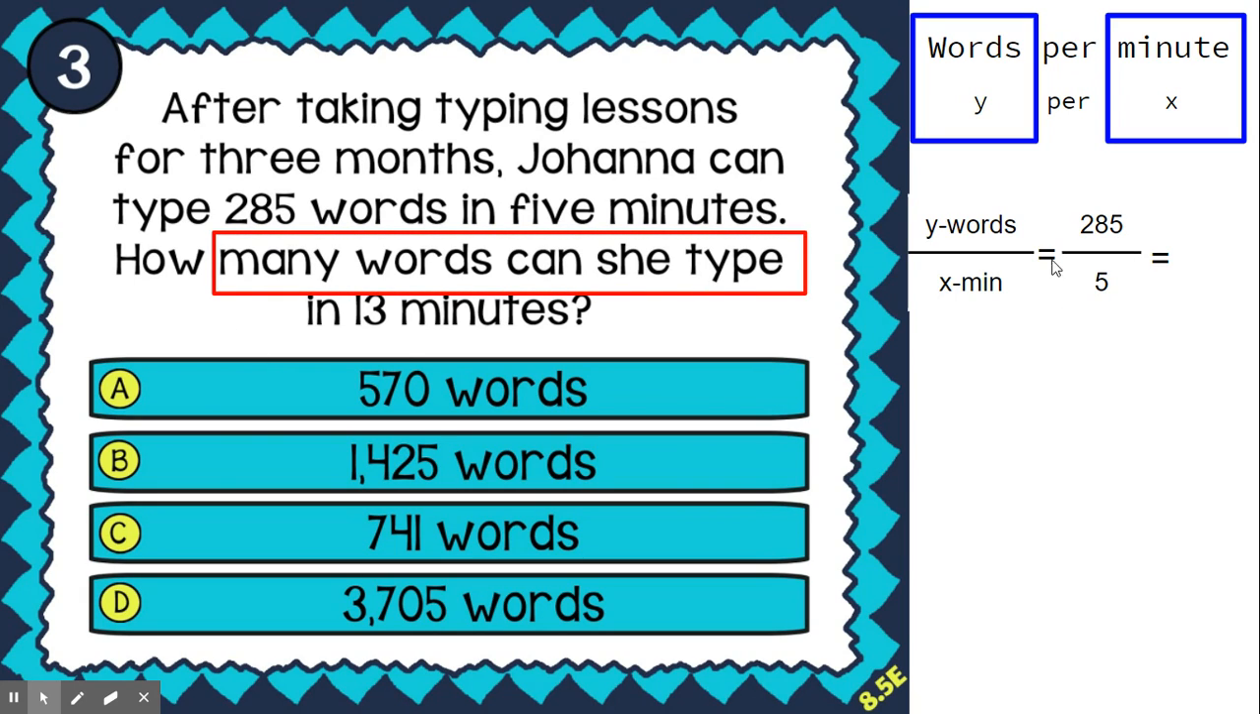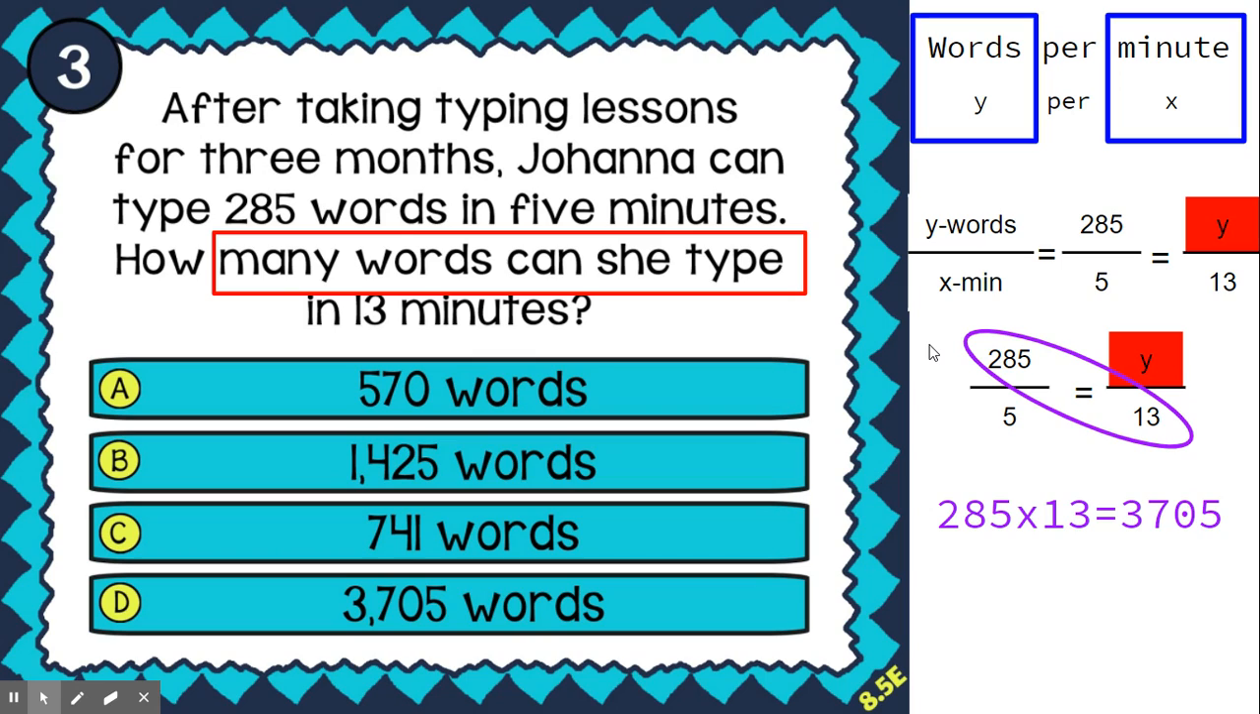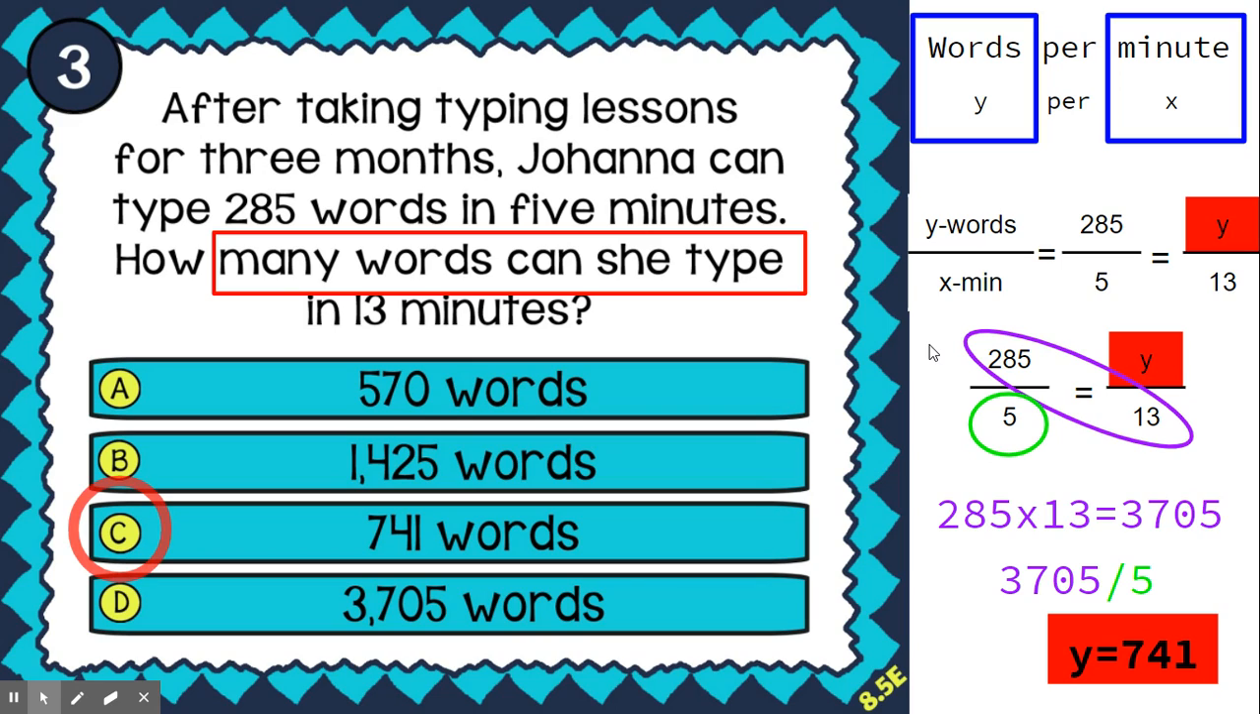How many words means that I don't know my y, but I know that I want to know in 13 minutes. So writing this proportion down, I'm going to do the same steps that I did on my other examples. 285 times 13 is 3,705 divided by 5. So 3,705 divided by 5, I get y equals 741. So the only difference in this one with words is just that you have to make sure you know that y is words, x is minutes, and that'll help you set up the equation.